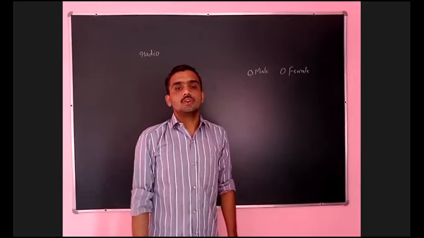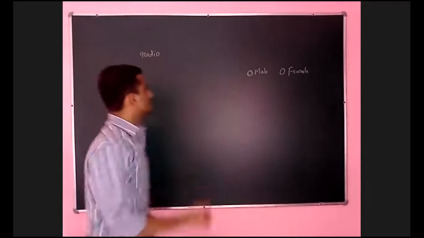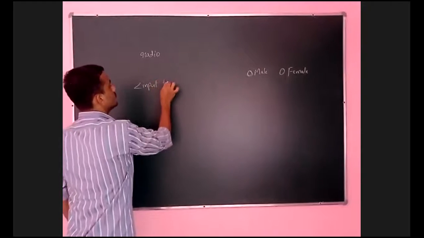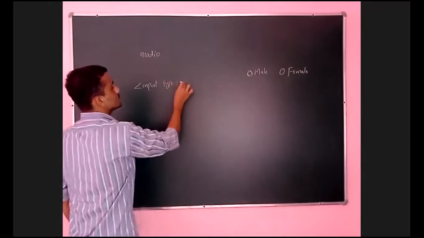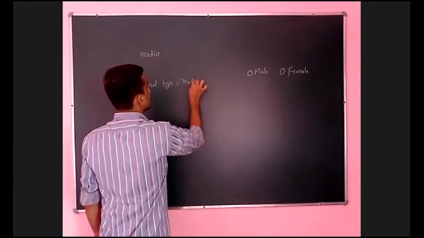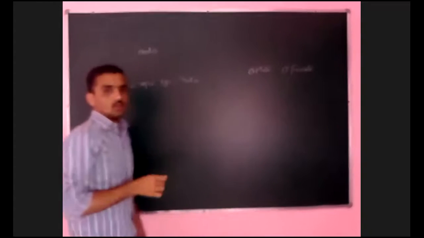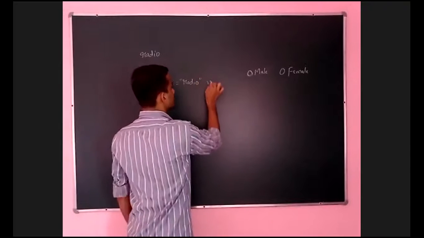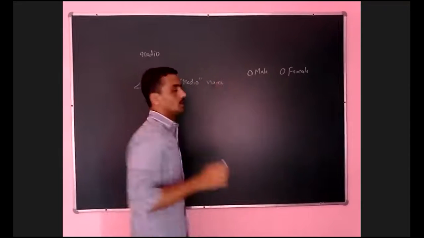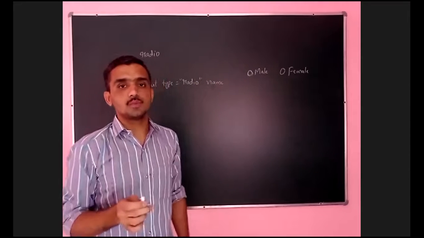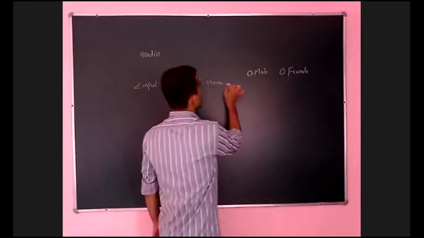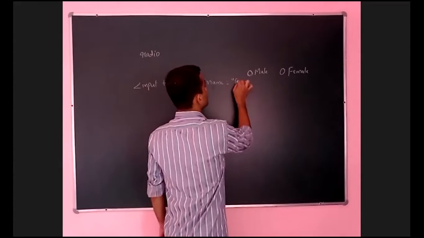So when we write the code, we have to write input type is equal to radio. Okay, so this is correct. And one more attribute we have to use. That attribute name is nothing but name itself. Name of the attribute is name, is equal to, and we have to give some name. For example, if I say gender.